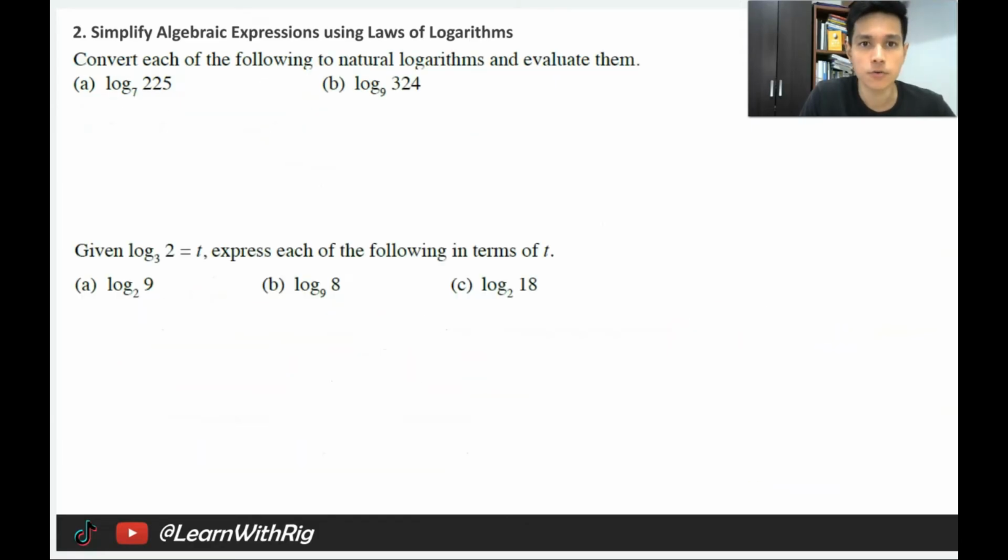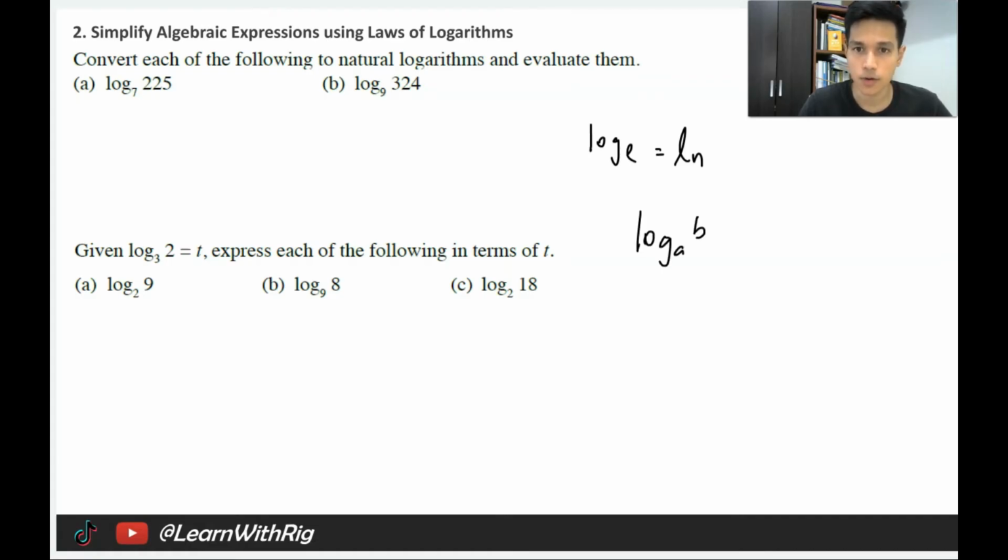Convert each of the following to natural logarithms and evaluate them. So what is natural logarithm? Natural logarithm means log base e. Okay, log base e. So in other words, it's the same as ln. Okay, so that means they want you to change the base. Okay, so there's only one property that can make you change the base. I already told you all just now, which is this.